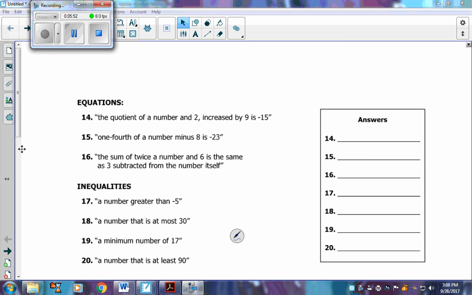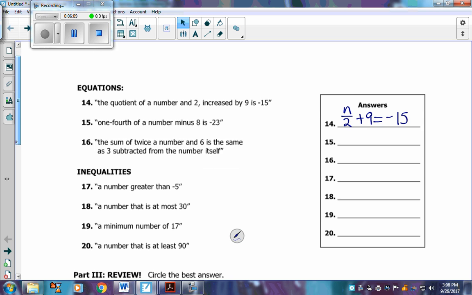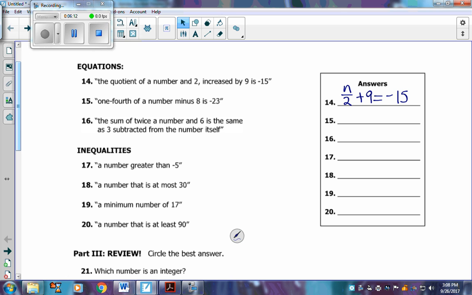Number 14, the quotient. That means I'm going to be dividing. The quotient of a number and 2, so that's some number divided by 2, increased by 9, so that's plus 9, is, means equals, negative 15. Number 15, 1/4 of a number minus 8 is negative 23. Of tells you to multiply. So 1/4 of a number minus 8 is negative 23.